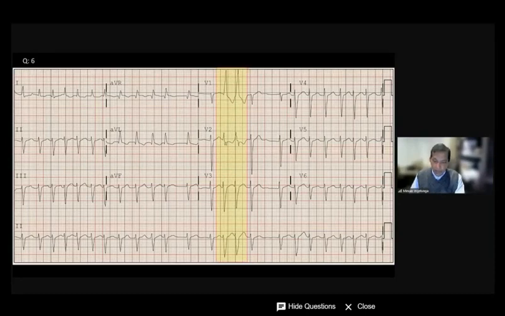Yes, so the answer is number three, atrial fibrillation with QRS aberrancy. Again, some of you guessed this is ventricular ectopy. This is a very common problem, and that's why I put this ECG in. In day-to-day practice, we see this all the time.